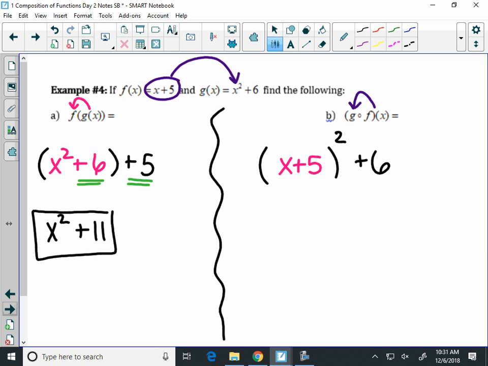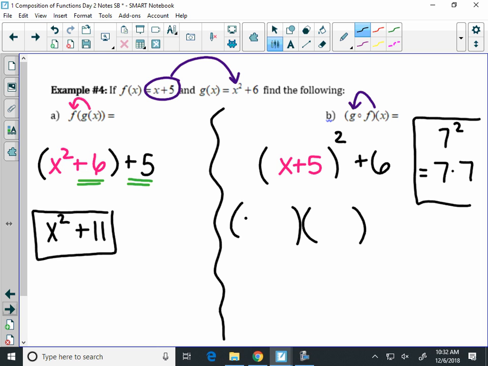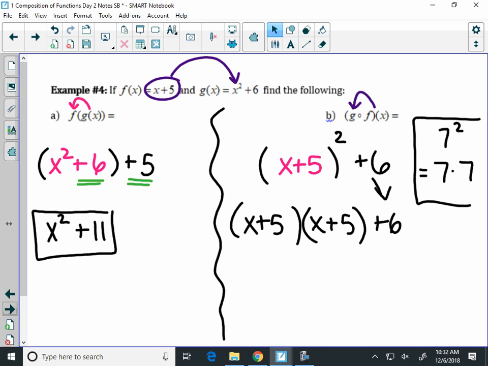Now the hardest part to remember here is that when I have x plus 5, the quantity squared, you are not allowed to just write x squared plus 25. You cannot just square each term. Because technically what that squared is saying is, think about when you square a number. If I have 7 squared, that's taking 7 times itself, 7 times 7. So if I have x plus 5 squared, I have to write that as x plus 5 times x plus 5. And then I bring down the plus 6. But I have to write my expression that way so that I can get the correct value.